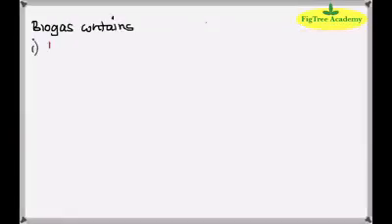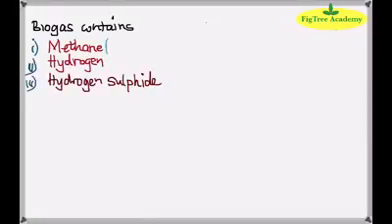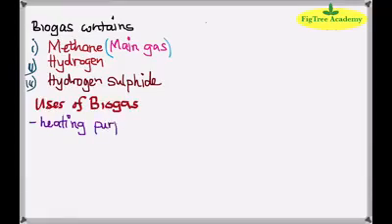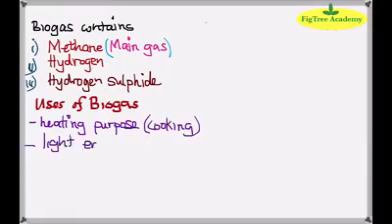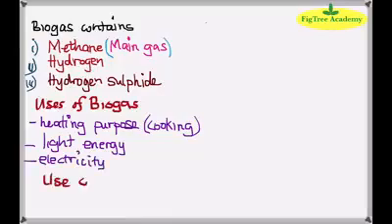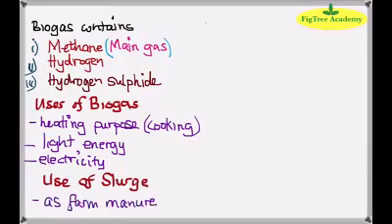To summarize, biogas contains various types of gases. We have methane, which is the main gas. We have hydrogen. We have hydrogen sulfide. These are all components of biogas. The uses of biogas: it is used for heating purposes. It is used for light energy. It can also be turned into electricity. And the uses of slurry: it is used as farm manure. So these are the uses of the products of biogas. This marks the end of our lesson.